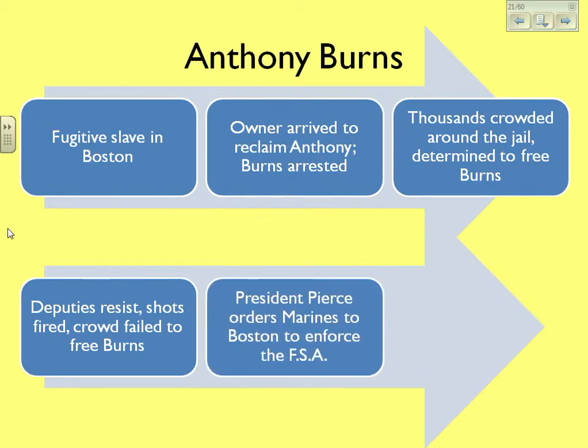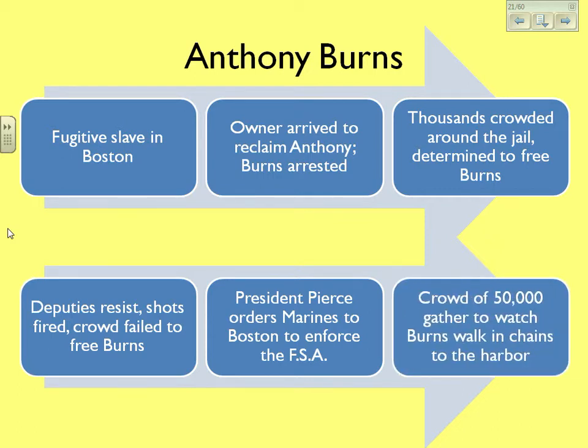President Pierce was the president at the time. He ordered the Marines to Boston to make sure that the Fugitive Slave Act would be enforced, and that Anthony Burns would be returned to his owner and to the South. The day that he had to go to the boat to take the voyage back down to the South, 50,000 people gathered on Boston Common to watch Burns walking in chains to the harbor.